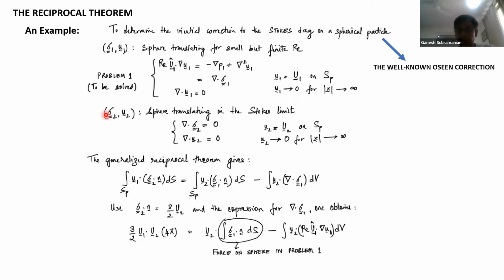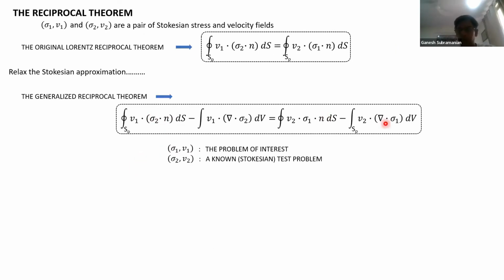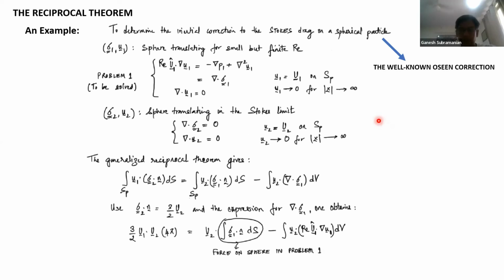And then the test problem, sigma 2, u2, remember, is a simpler problem. Okay, so that's just the Stokes equations. So you have Stokesian translation. Now, if you just specialize that reciprocal theorem identity to this case, then you get the following. So the only difference between the earlier identity and this one is that del dot sigma 2 is not there. And that's because del dot sigma 2 is 0. You've chosen a test problem that's a Stokes problem.